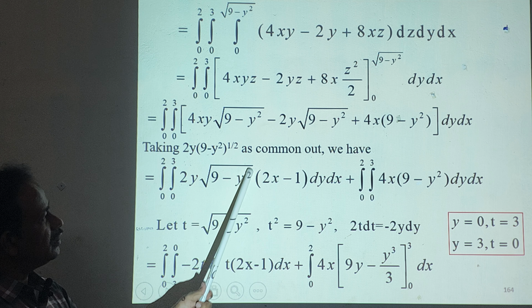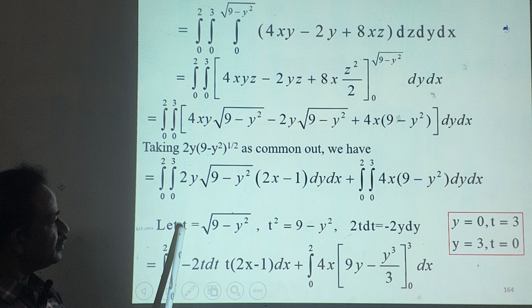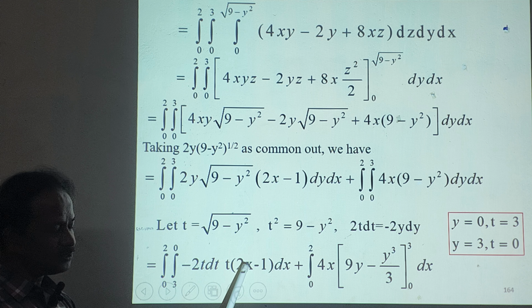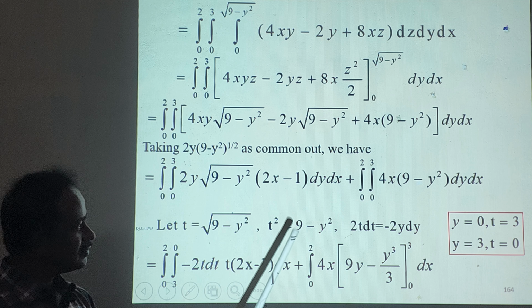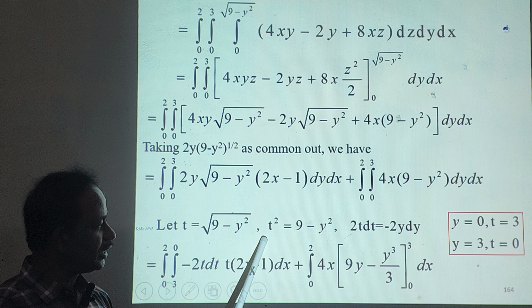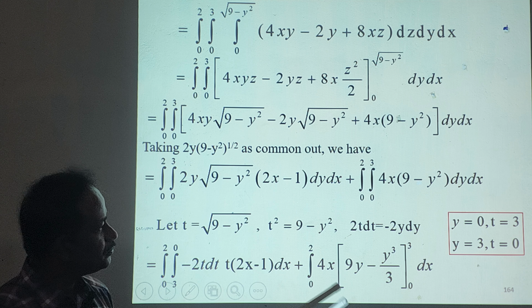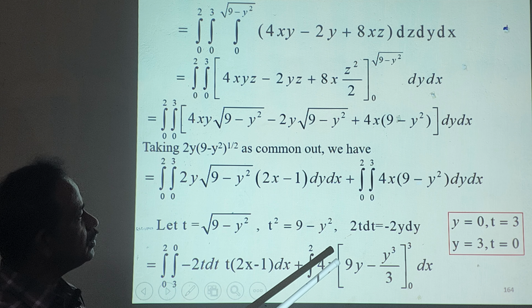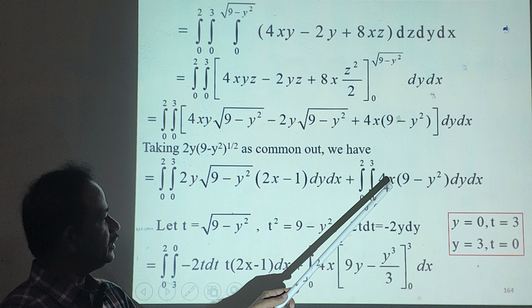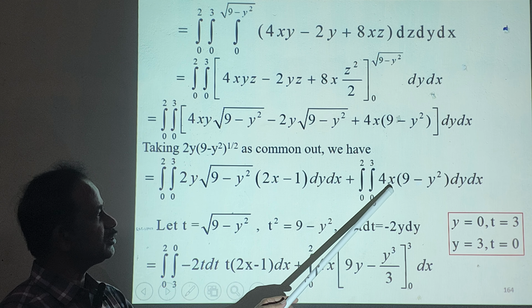This root can be replaced with t. So t is here, and we have 2x minus 1 as it is, plus, wherever you find 9 minus y squared, that is nothing but t squared. So we have now this term 4x, which we can integrate easily. This one we can integrate with respect to y easily.